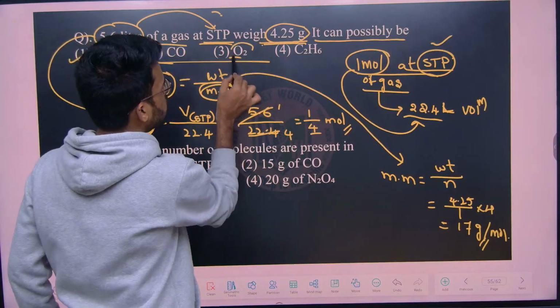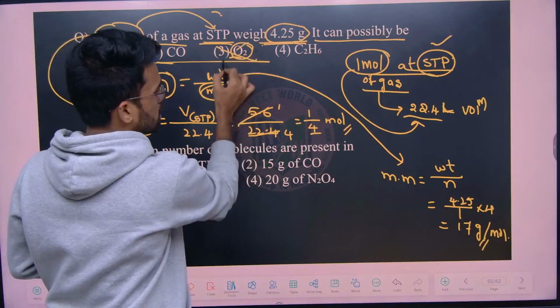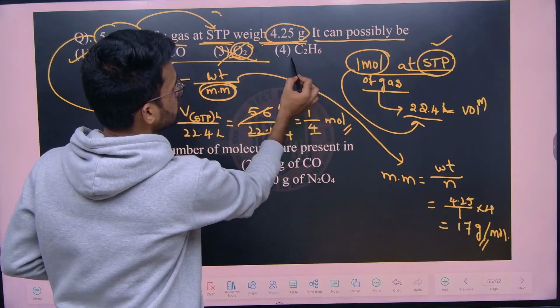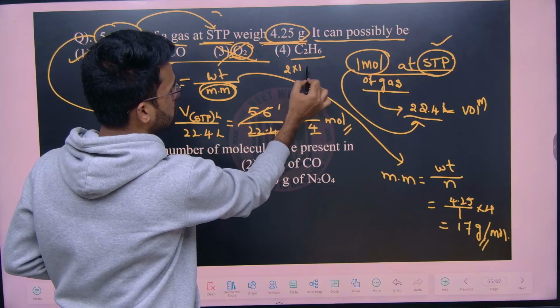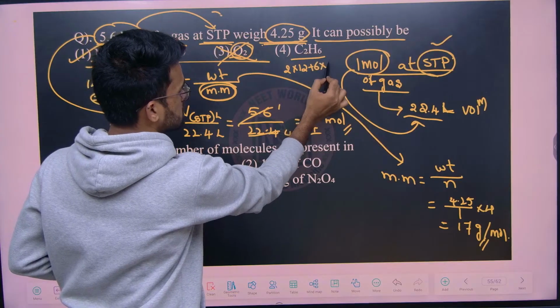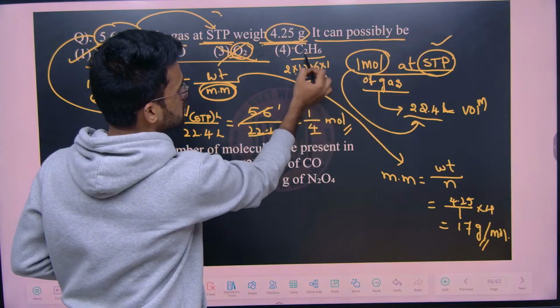See, this is O2 now. Oxygen molar mass is how much? 32. So 32 is not our answer here. It is only 17. So you can verify for this also. Two carbons are there, 2 into 12, plus 6 hydrogens are there, 6 into 1. So 24 plus 6, 30. So this is also not our option.